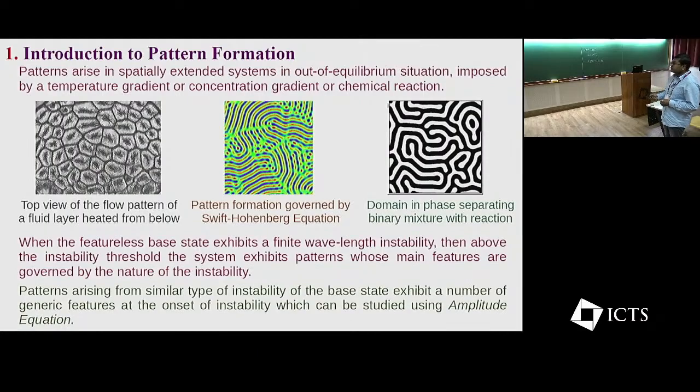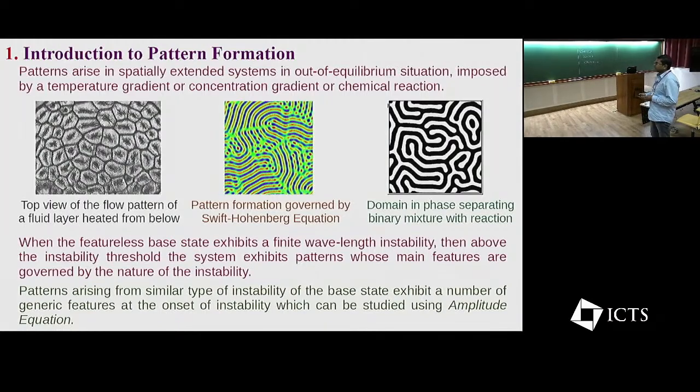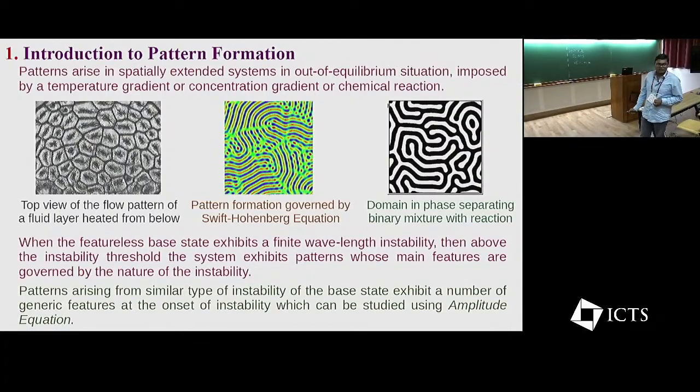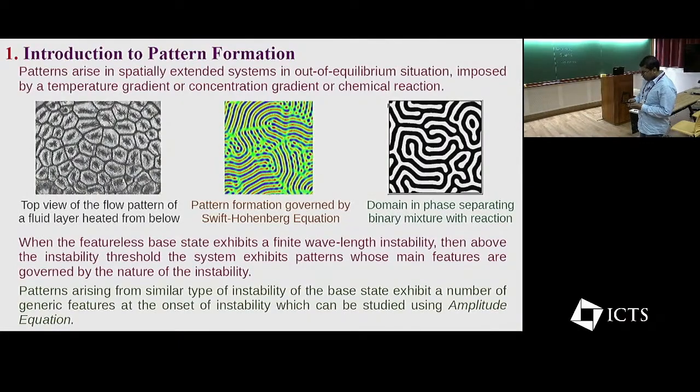Here in this picture, I am showing you pattern formation governed by the Swift-Hohenberg equation, which has a finite wavelength instability. Here in this picture, I am showing you pattern formation in a phase separating binary mixture in presence of chemical reaction. So what is common in these cases is that there is a featureless base state or homogeneous state which undergoes a finite wavelength instability, and above that instability the system shows pattern formation, and the main feature of those patterns depends on the nature of instability.